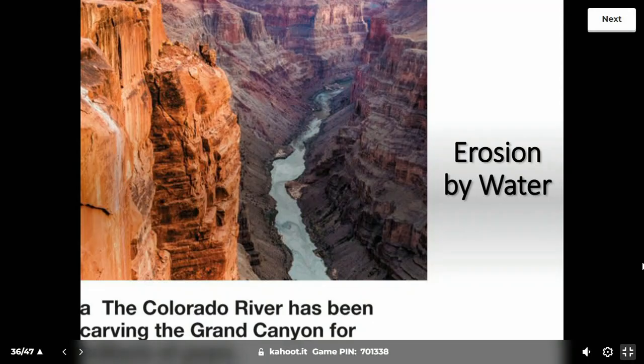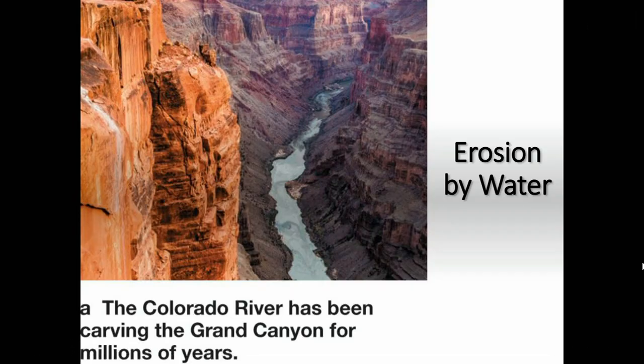So if you've ever been to the Grand Canyon, the Colorado River has been carving the canyon for millions of years, and that's an example of erosion by water. So if the river started at the top of the canyon walls millions of years ago, over time it's cut through the rock and has transported it somewhere else, and now you have a big canyon left over.